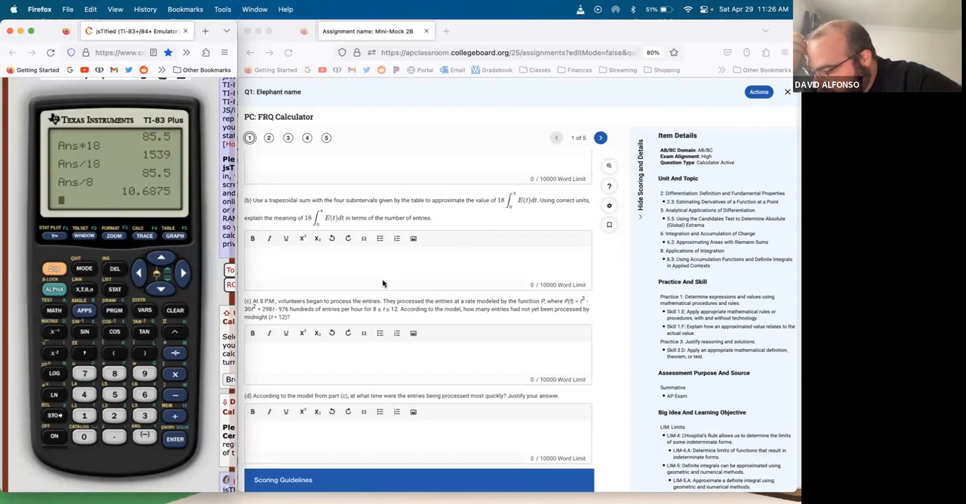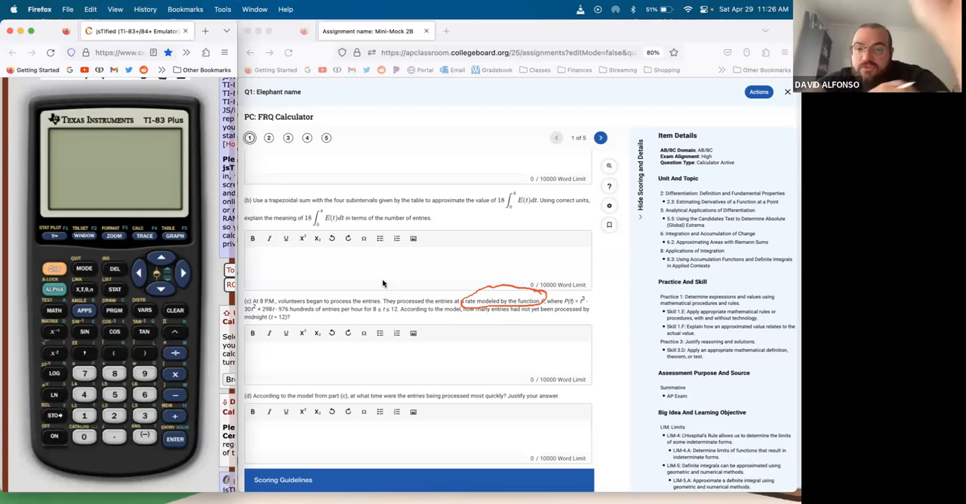Now P, notice the key. You have to pay attention to the wording. P is the rate. So this is already a derivative. This P represents the rate of change of the entries being processed. So pay very close attention to the wording of what the function represents. P doesn't represent the amount of entries being processed. P represents the rate. So that's important.